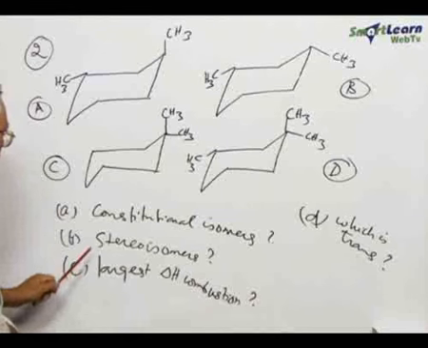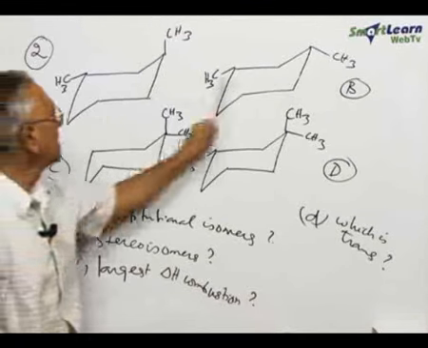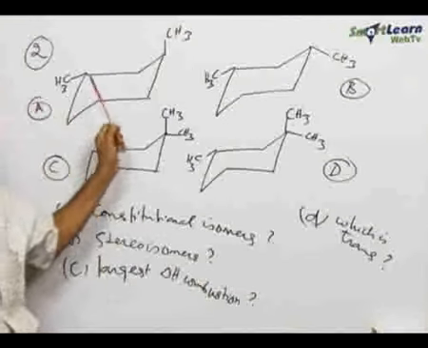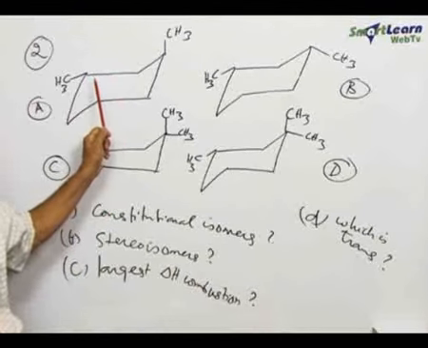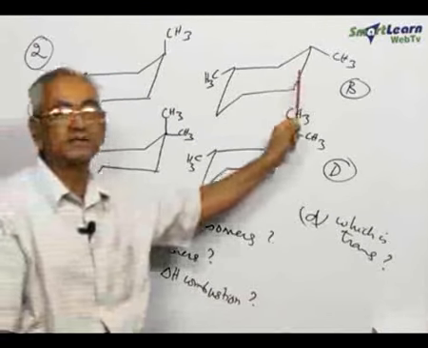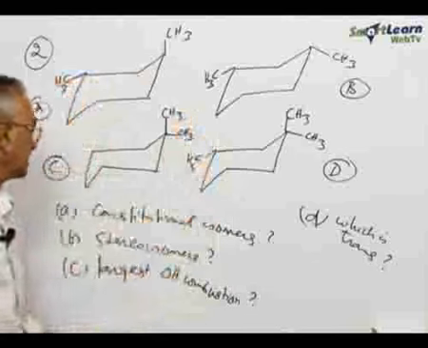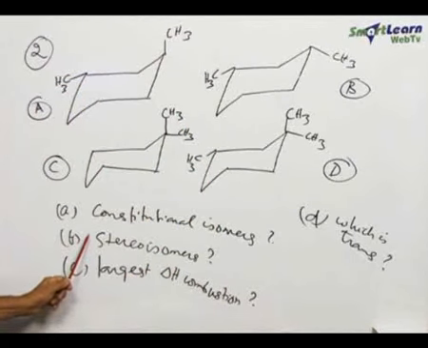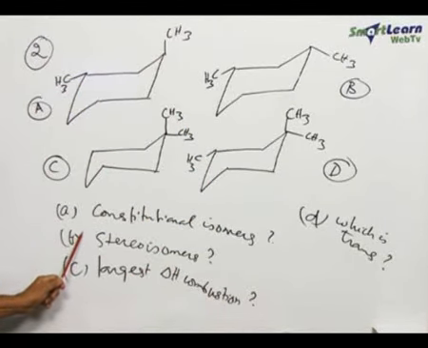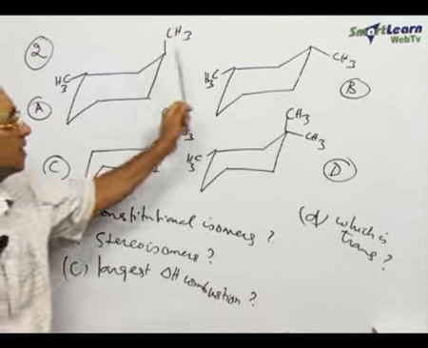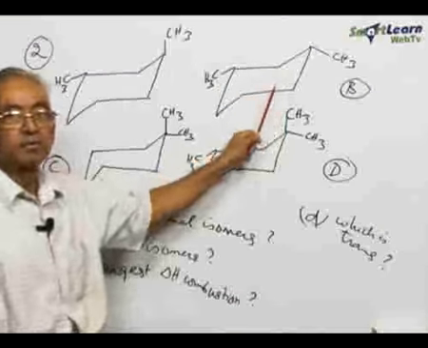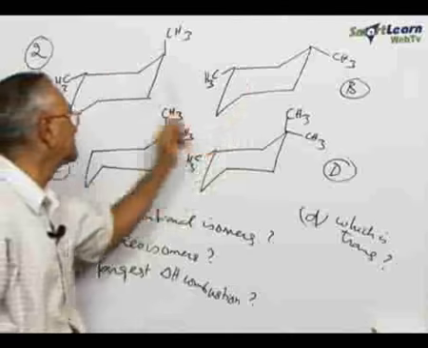Therefore, A and B are cis and trans isomers, where one is known as trans and the other as cis. So that is the answer to the question, which one of them are stereoisomers? The answer is that A and B are stereoisomers, of which A is trans and B is cis.